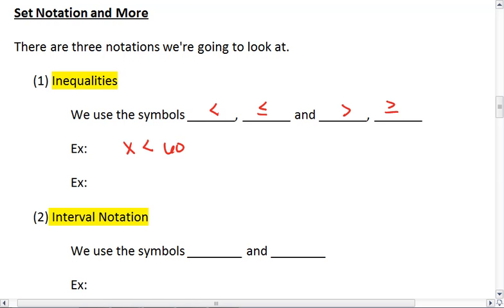For example, we can say that x is less than 60. We could also say that y is greater than or equal to, actually we'll make this a little more interesting. We'll say negative 20 is less than or equal to y, which is less than, say, negative 10.